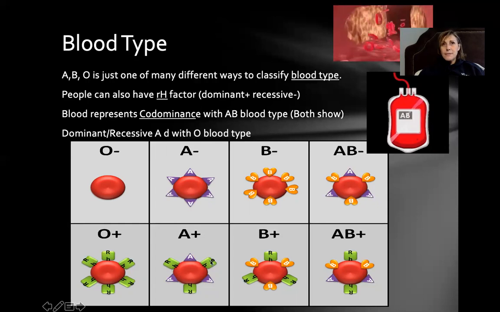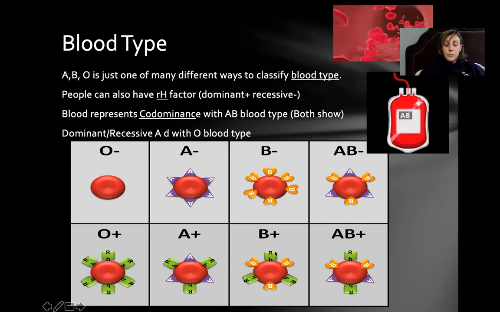RH stands for rhesus monkey. They found this antigen in rhesus monkeys, so that's where the O negative and O plus come from. B negative blood just has the B antigen. B plus blood has the B antigen and the RH factor. AB negative has the A antigen and the B antigen, but they don't have the RH factor. AB plus has A antigen, B antigen, and the RH factor.